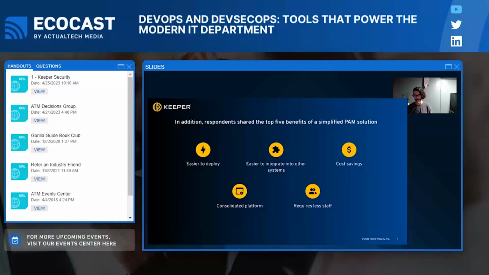They want to see some cost savings. This is the nice thing when you can unify a platform. Some cost savings, right? I'm not paying for 3 separate pieces of software, 4, 5, or 6. It's one platform. Consolidated, right? Consolidated, one platform. That requires less staff.